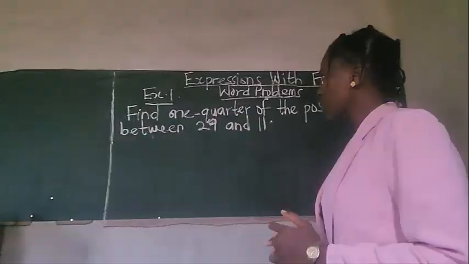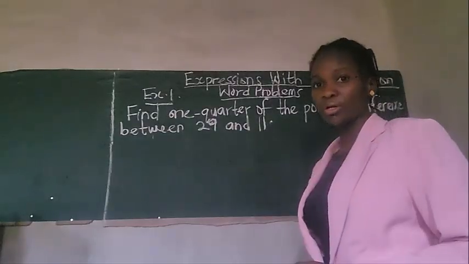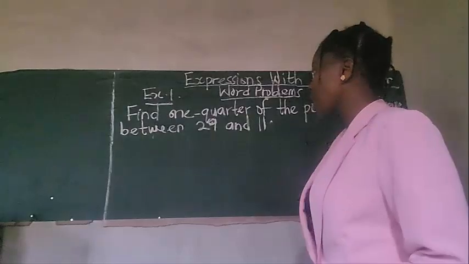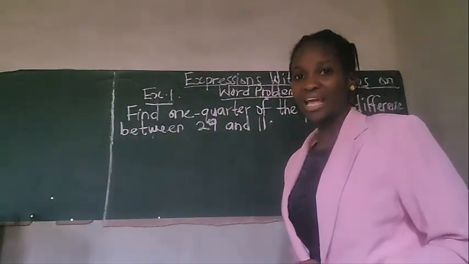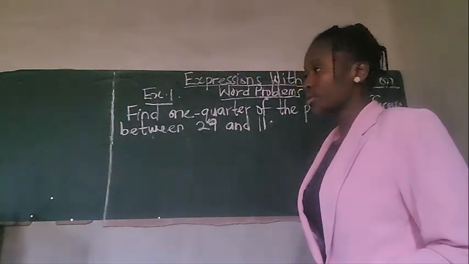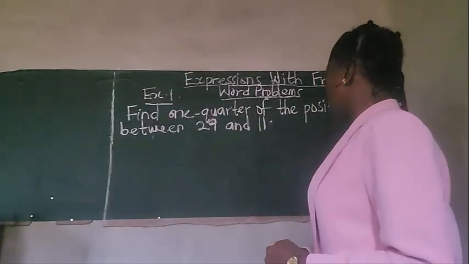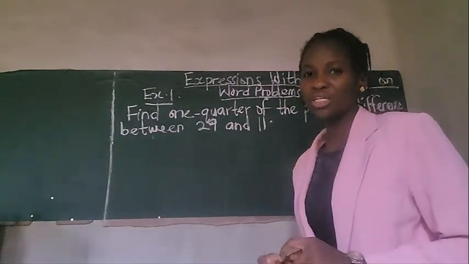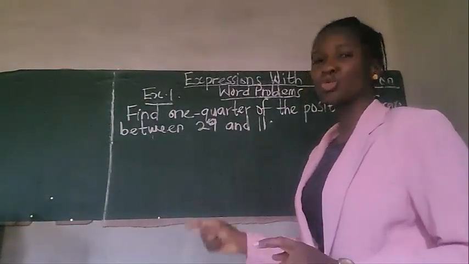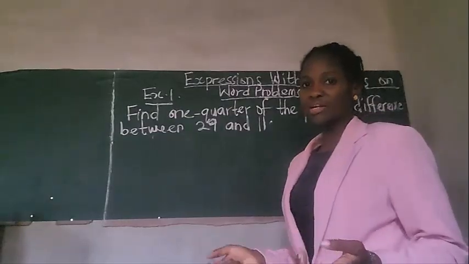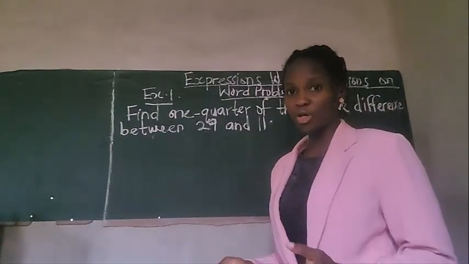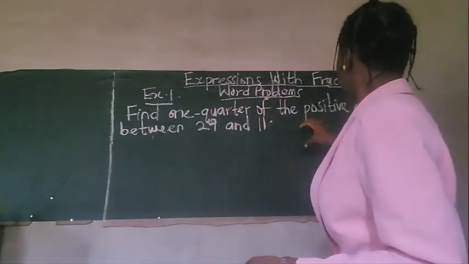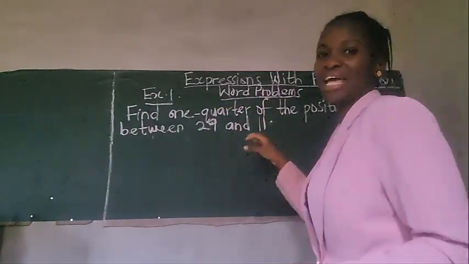Example 1. Find 1/4 of the positive difference between 29 and 11. The first thing you should bear in mind here is, what do you mean by 1/4? 1/4 in fractions means 1/4. So you're asked to find 1/4 of the positive difference of 29 and 11.